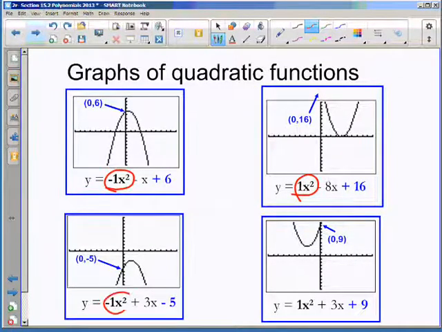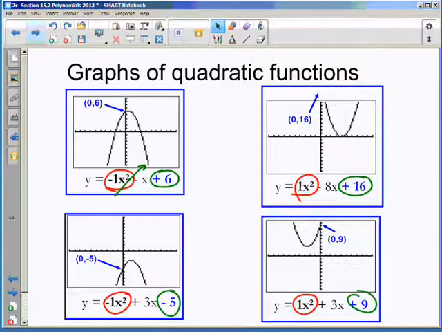Same thing down here. The negative 1x squared opens down, positive 1x squared opens up. In addition, the y-intercept is obvious when we have a graph in standard form. We just plug in 0 for x and the variable terms go away, so we're just left with the y-intercept that I've written in blue here.